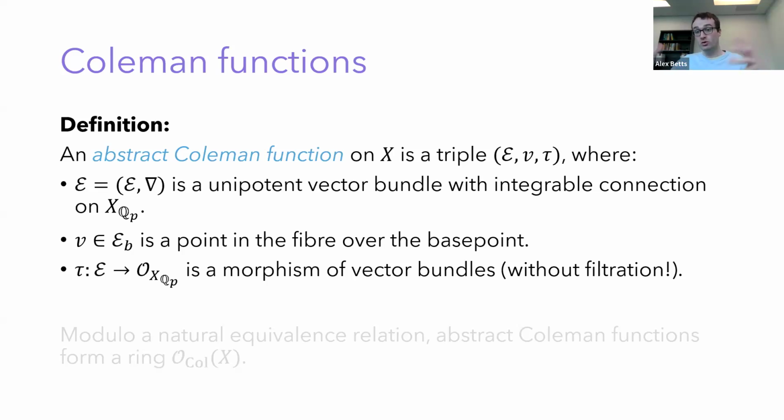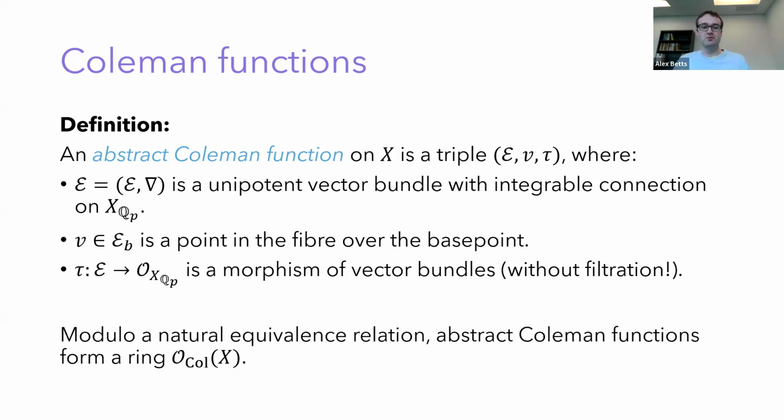On the set of all abstract Coleman functions, there's a natural equivalence relation, which has to do with morphisms of vector bundles. If you mod out by that equivalence relation, then the set of all abstract Coleman functions forms a ring, which is called the ring of Coleman functions on X. It's denoted O_col(X).